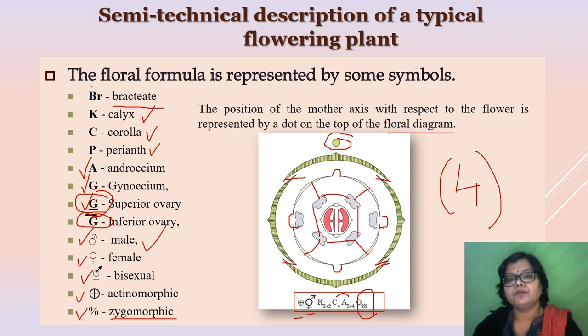So what extra points can we get from the floral diagram? Definitely the aestivation and the placentation we can understand from the floral diagram, which we cannot understand from the floral formula. So for the description of the flowering plant, the floral formula and the floral diagram are very important. I hope it is clear, isn't it?